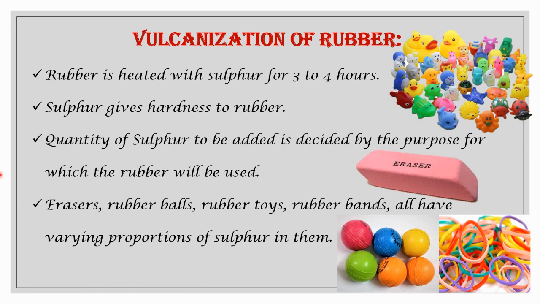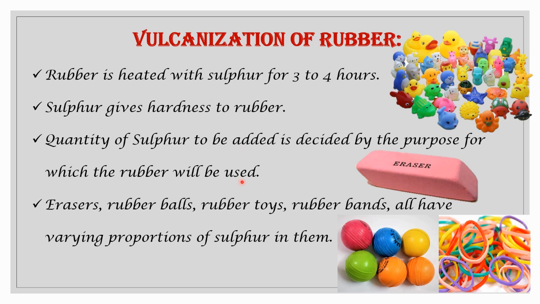Now students, let's learn about vulcanization of rubber. Vulcanization is a process in which rubber is heated with sulfur for 3 to 4 hours. To give hardness to the rubber, sulfur is mixed in it. That means sulfur gives hardness to the rubber. And the proportion of sulfur in the mixture is determined by the purpose for which the rubber will be used. Means the quantity of sulfur to be added is decided by the purpose for which the rubber will be used.